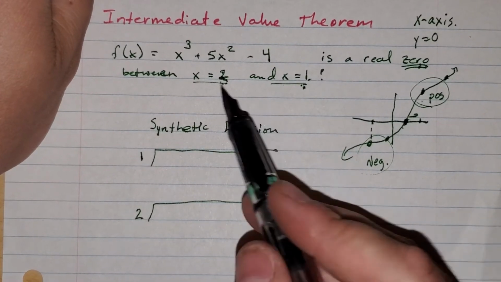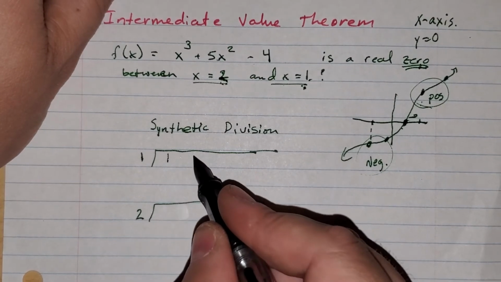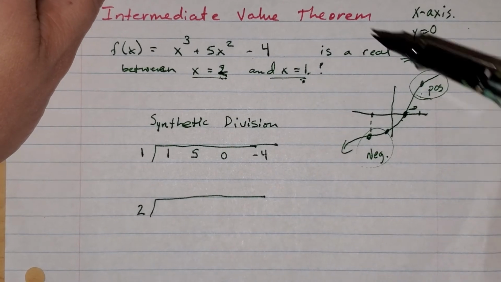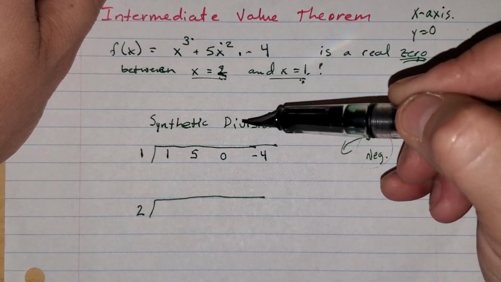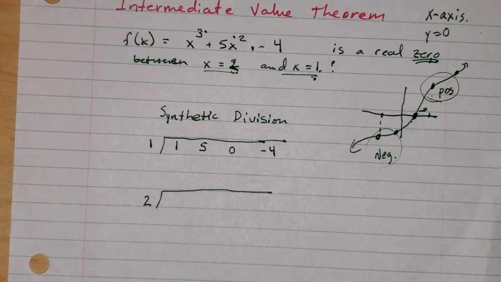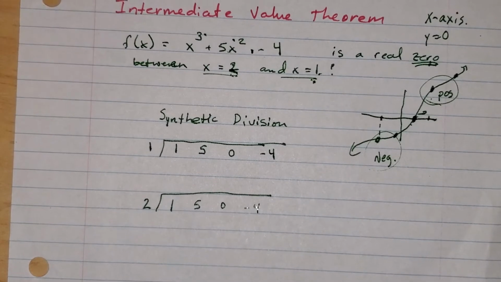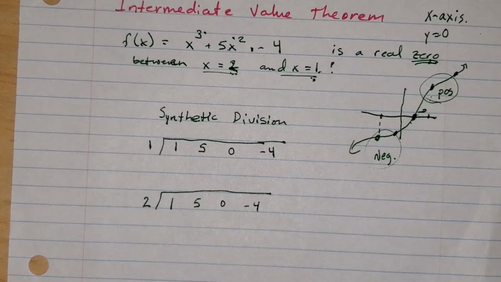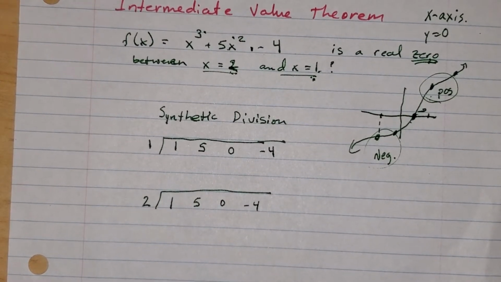Okay? And then you list your coefficients from highest to lowest. So I'm going to go 1, 5, 0, minus 4, because I've got x cubed, x squared, x to the first, that's the 0, and then a constant. Down here, I'm going to put the exact same numbers, 1, 5, 0, and negative 4. Now, I'm going to show you the other method, but I like this method because if you don't have a calculator handy, the math is easier. If you do have a calculator handy, then they both work.